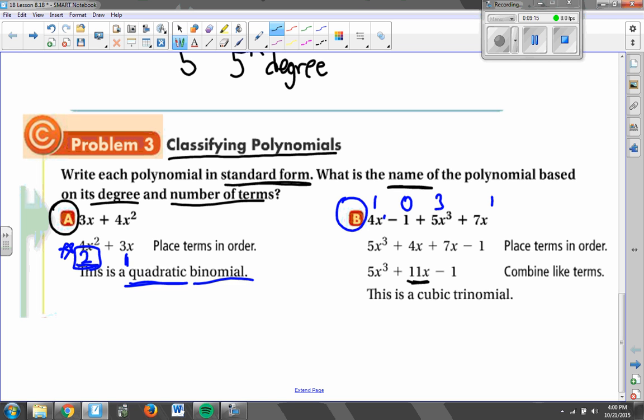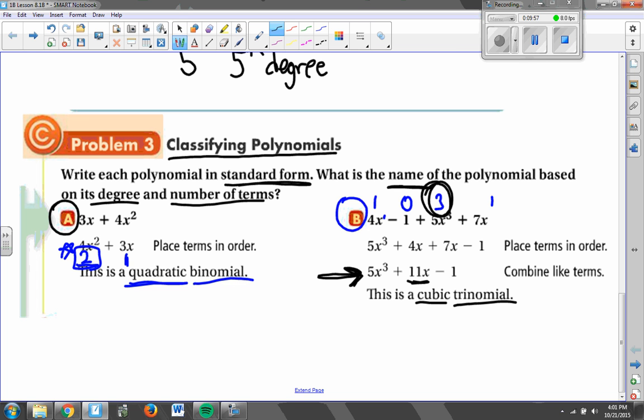Okay. So now we will take this standard form here, always decreasing degrees, right? 3, 1, 0. And since I see 3 different terms there, I should know that that is a trinomial. 3 terms, trinomial. And the highest degree that I have is a 3. And when the highest degree I have is 3, we call that cubic. So this is a cubic trinomial, that guy right there. Cubic trinomial. Degree 3, 3 terms.